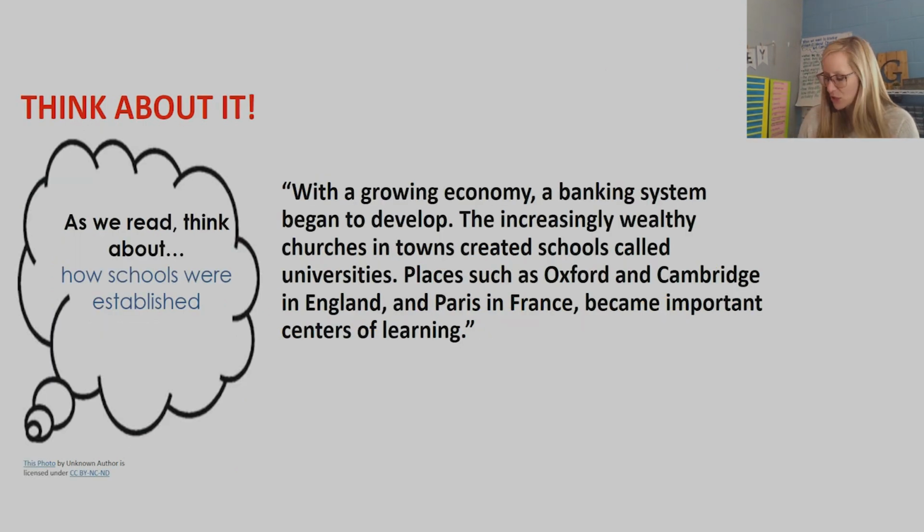So I want us to continue reading, and I want us to think about, well, how are schools and universities established? With a growing economy, a banking system began to develop. The increasingly wealthy churches and towns created schools called universities. Places such as Oxford and Cambridge in England and Paris in France became important centers of learning.